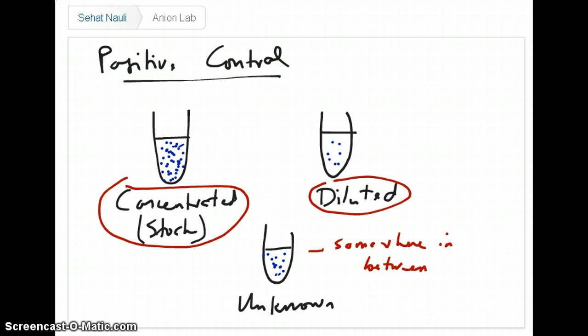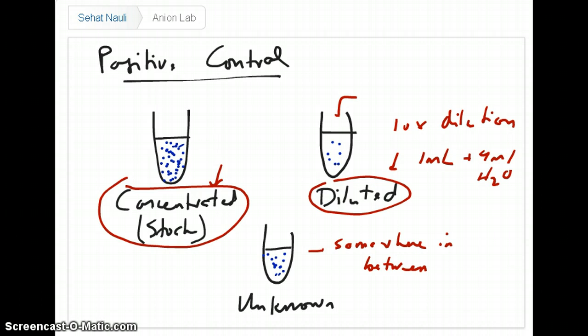Okay, so the concentrated control is just basically the solution that you will take out from the stock bottle, from the reagent bottle in the hood. And the diluted sample is what we refer to as a tenfold dilution, which really just means that you're going to take 1 milliliter of the stock plus 9 milliliter of water. Okay, and that's going to give you your diluted sample.